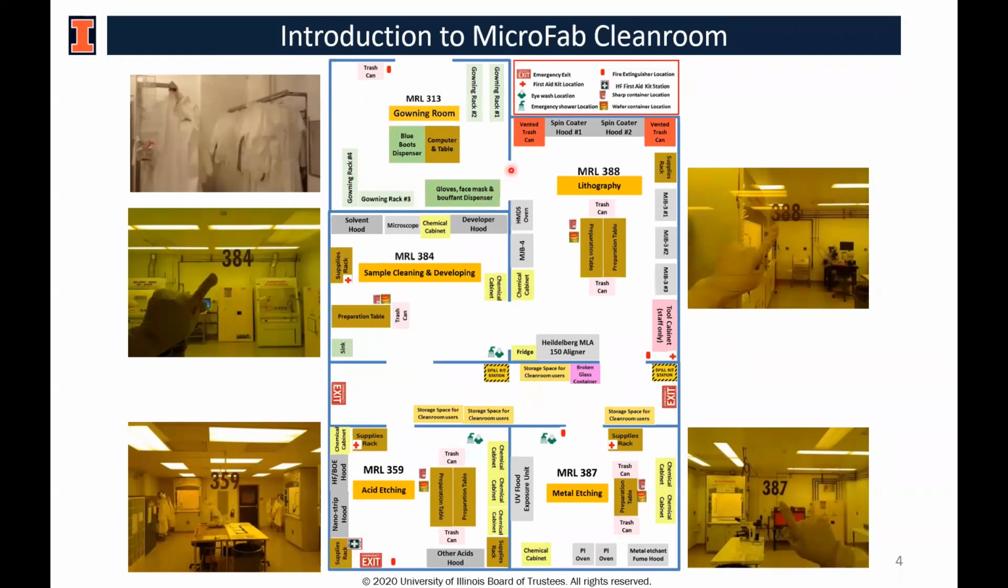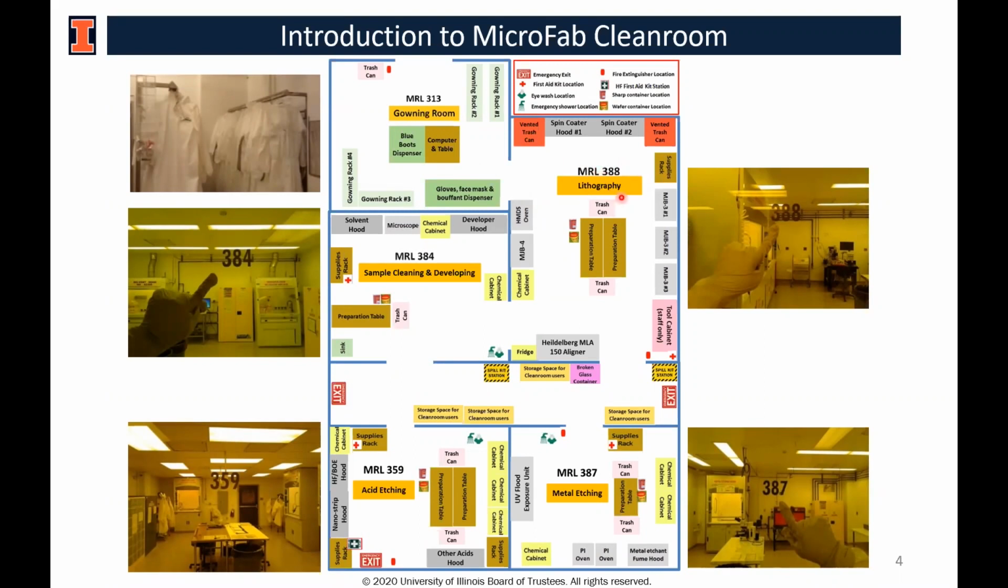After getting gowned up, we can go to the cleanroom 388. When gowning up, we need to wear this bunny suit. This is actually the protection from us further contaminating the cleanroom, because people working inside the cleanroom are the major contamination source.